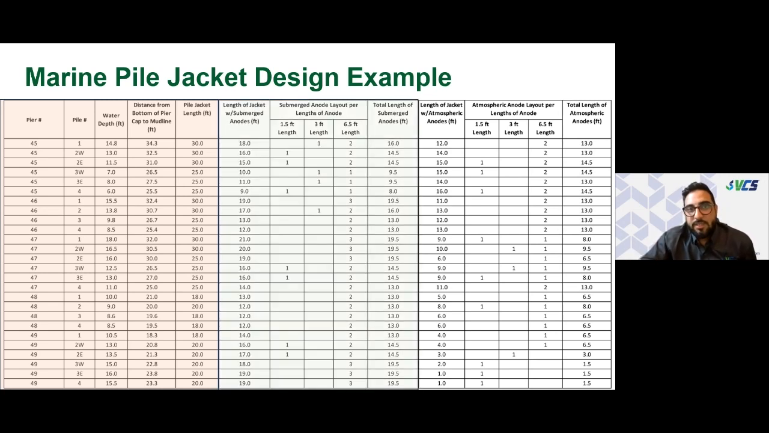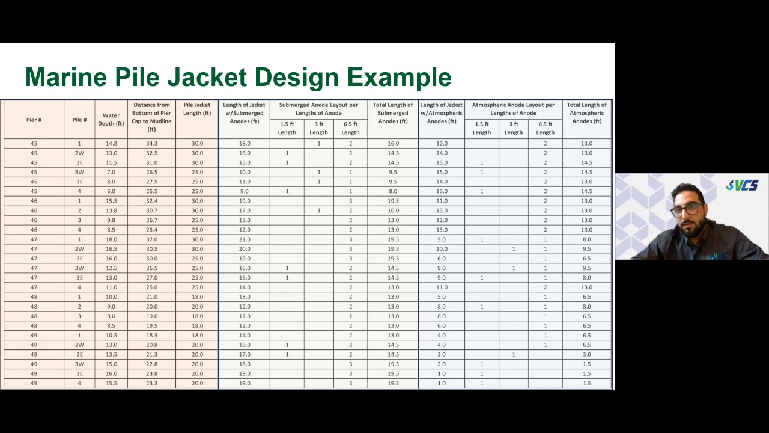Then the green section is the designed distributed anodes for the submerged section of the piles. We have different varying lengths, 1.5 feet, 3 feet, and 6.5 feet of anode length. And so we're able to tabulate those so that the contractor can easily digest all this information and know exactly what anode length he would need for which pile at which location.